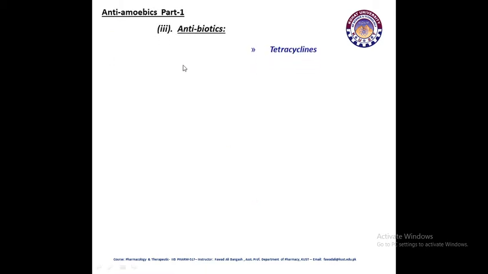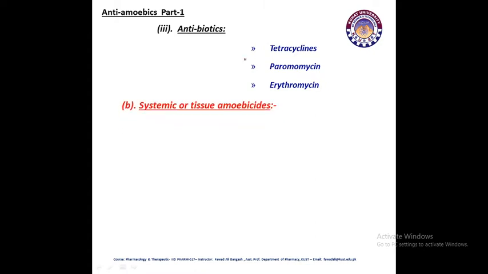Antibiotics like tetracyclines are effective. They have antiprotozoal action. So paromomycin, erythromycin, systemic or tissue amoebicidal agents. They block the invasion of the multiplied trophozoites from the colon wall into the liver.